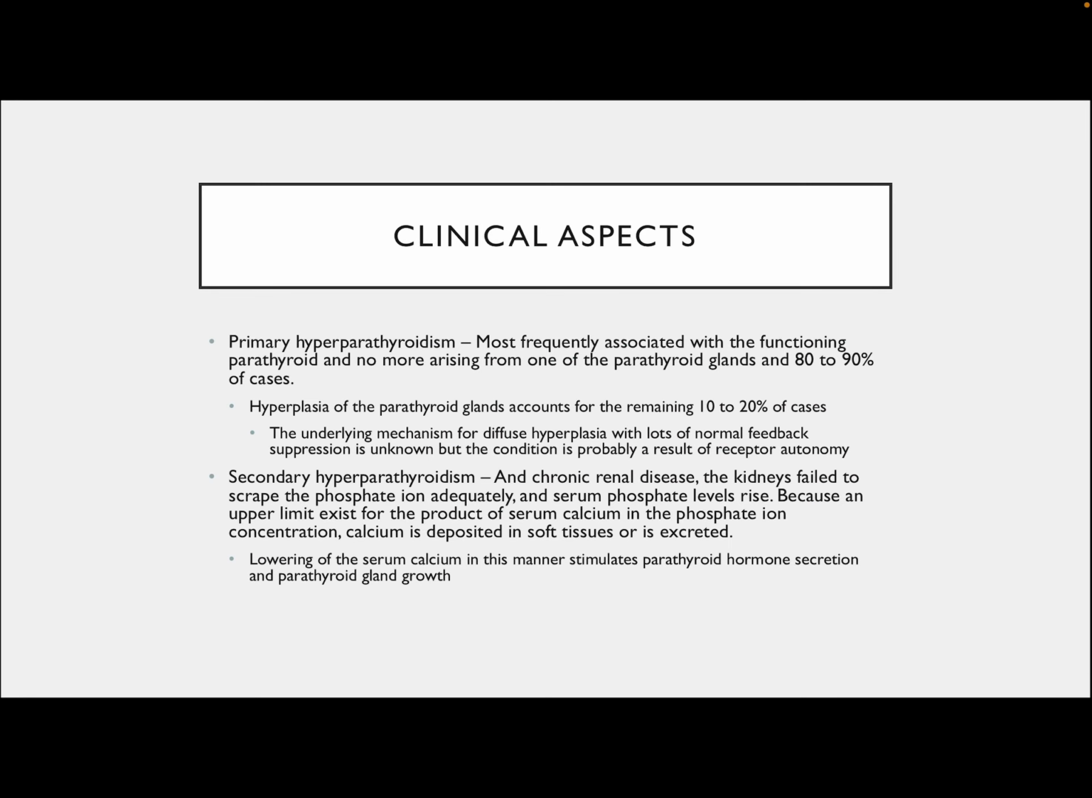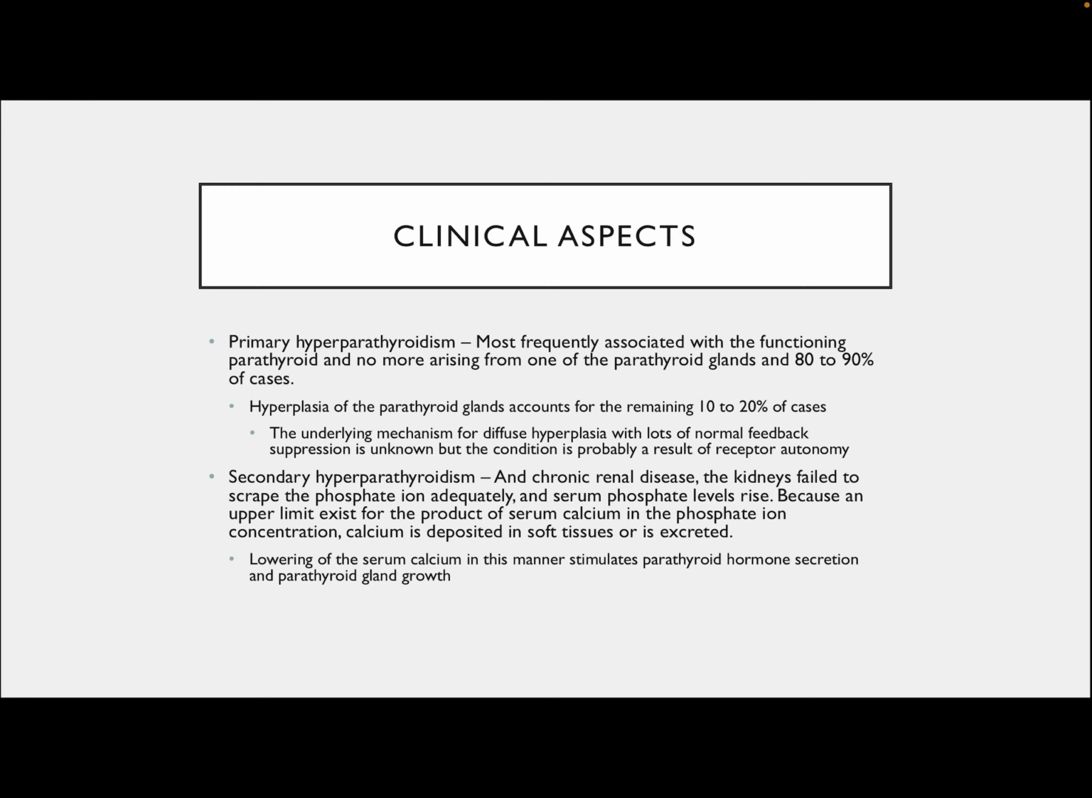Primary hyperparathyroidism is most frequently associated with a functioning parathyroid adenoma arising from one of the parathyroid glands in about 80 to 90% of the cases. Hyperplasia of the parathyroid glands accounts for the remaining 10 to 20% of the cases. The underlying mechanism for diffuse hyperplasia with loss of normal feedback suppression is unknown, but the condition is probably a result of receptor autonomy.